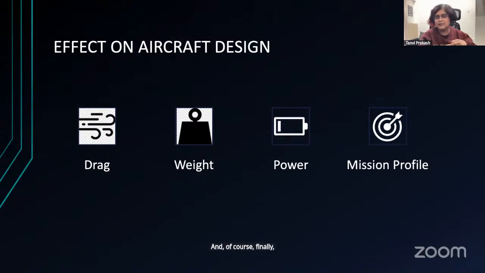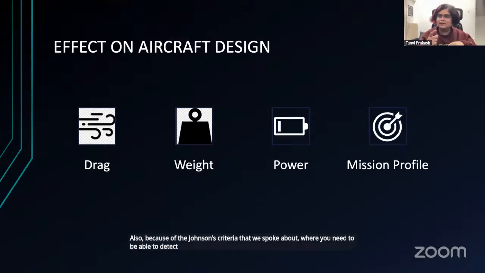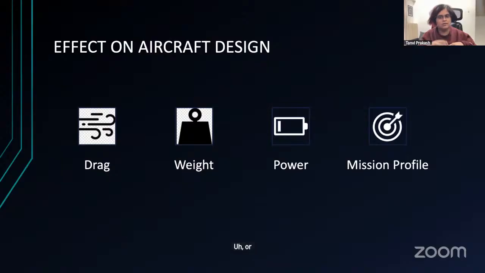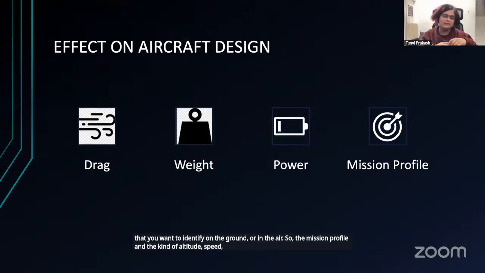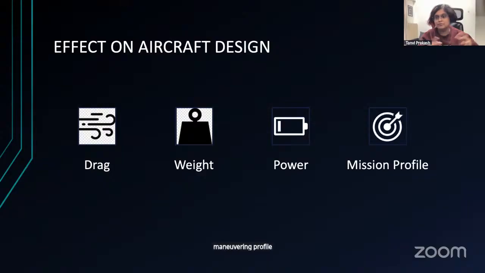And of course, finally, the mission profile is also affected by the camera. For example, there are certain altitudes at which cameras work best, because of the way the winds are, because of the way stabilization happens at those altitudes, and also because of the Johnson's criteria that we spoke about, where you need to be able to detect, identify, recognize a human or a vehicle or whatever it is that you want to identify on the ground or in the air. So the mission profile and the kind of altitude, speed, and maneuvering profile, like the waypoint profile that you build, depends on the kind of camera that you have.